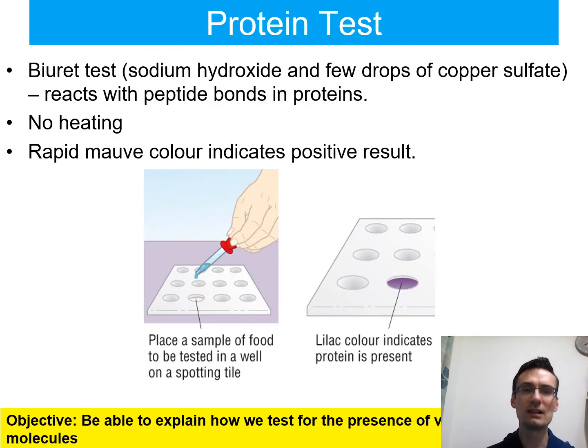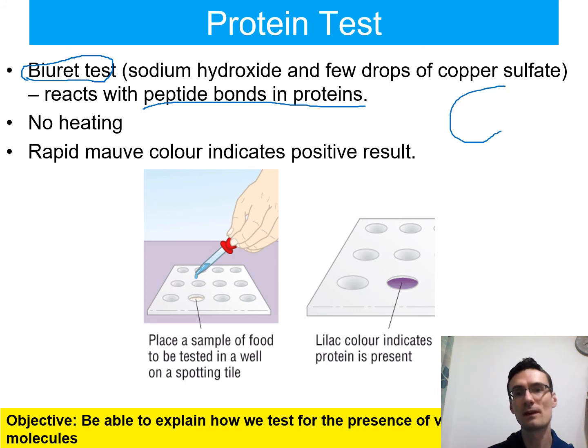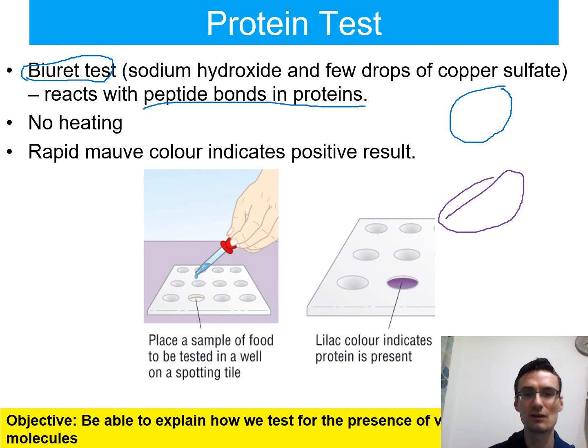So also you need to just remember from GCSE really the protein test. So the protein test for proteins is called the Biuret test, and in the Biuret test we use sodium hydroxide and a few drops of copper sulfate, and basically the reaction reacts with the peptide bonds in the protein, and that goes from a blue colour, which makes some people get confused with Benedict's test, but it isn't. It's definitely Biuret test, and that goes to a purpley colour if there is a positive result.